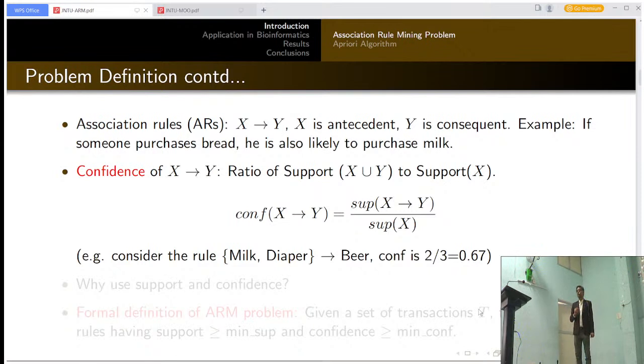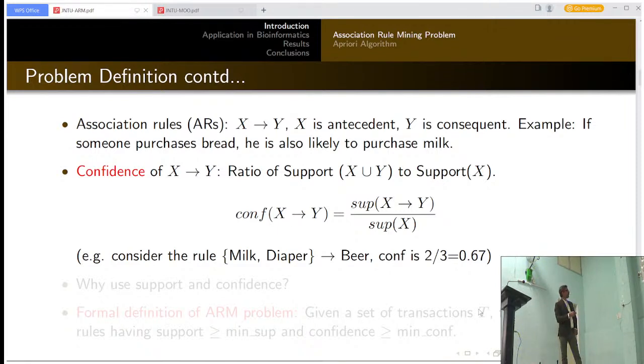How good or how important is the rule? How non-trivial is the rule? Right? So our goal here, for example, is to find the confidence of this rule, milk, diaper implies beer.